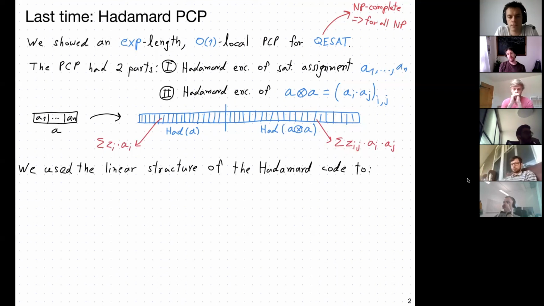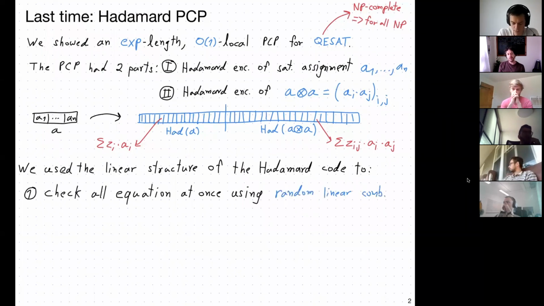How can we make this magic of O(1) query verification? We really used the linear structure of the Hadamard code to the limit, in some sense. I want to take a step back and look exactly at where we used this structure and what happened, in an abstract way. First of all, we checked all of the equations at once using a random linear combination.